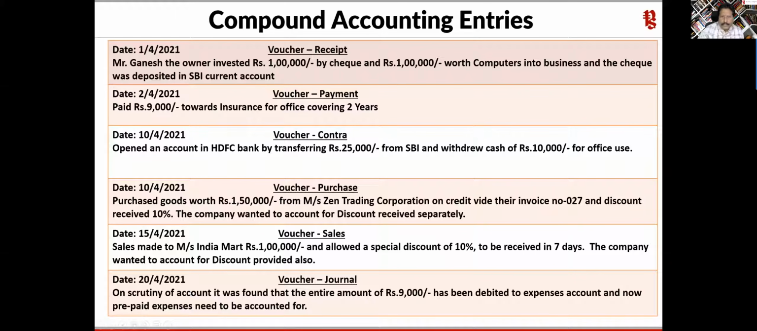Okay. If you see here, the payment voucher says that the company has paid 9,000 rupees towards insurance for office covering 2 years. So which means this insurance is taken on 2nd of April, which means at the beginning of the financial year. So 9,000 constitutes expenses pertaining to the current year, a portion of the amount, and expenses pertaining to the future year, right?